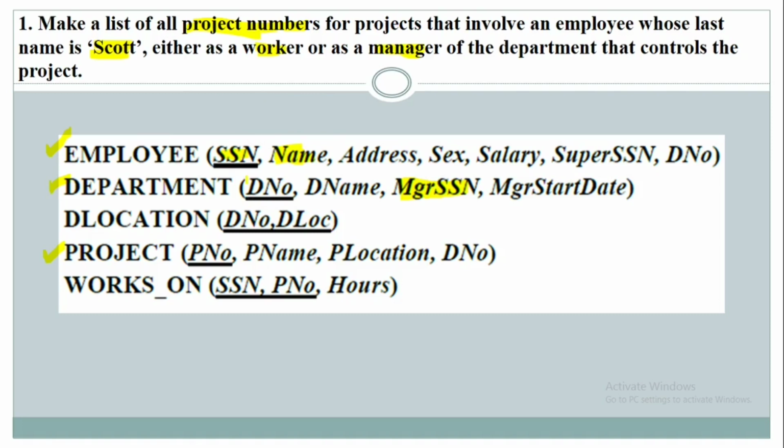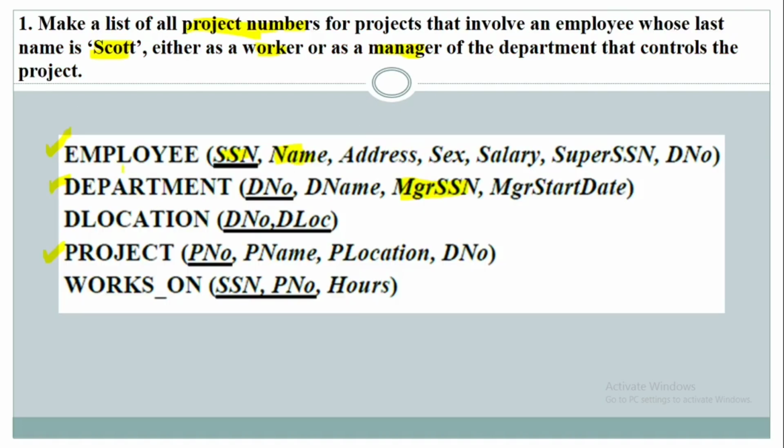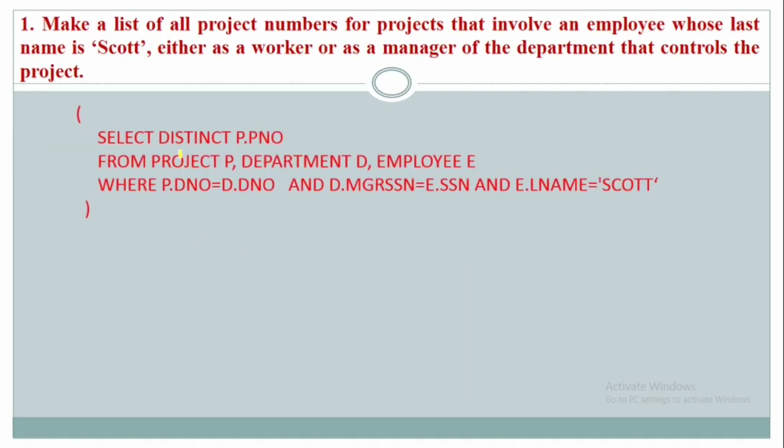So we'll go back to the query now. As you can see here, select project number from project, department and employee. How would you join employee and department? Using SSN is equal to manager SSN. How do you join it with the project table? Using department number is equal to P dot department number. As you can see, we have used project, department and employee, and this is how you made use of a join condition.